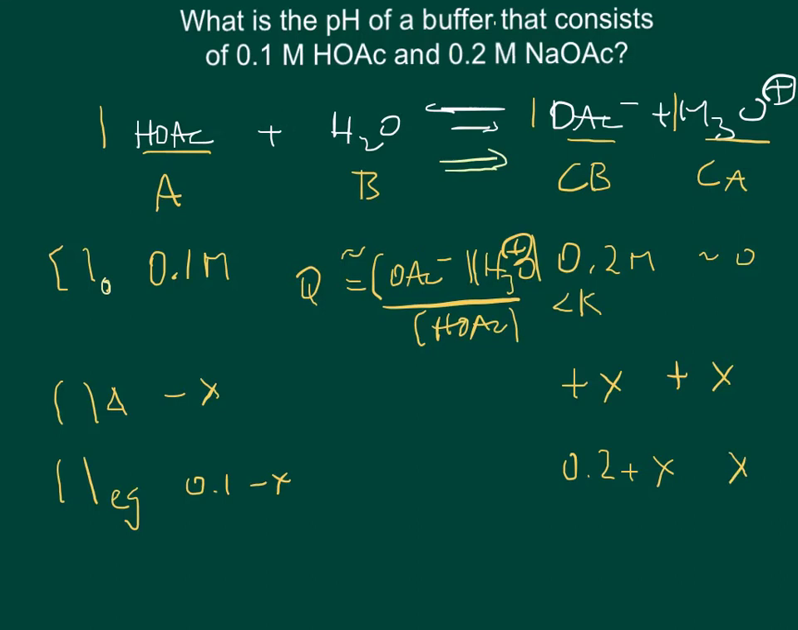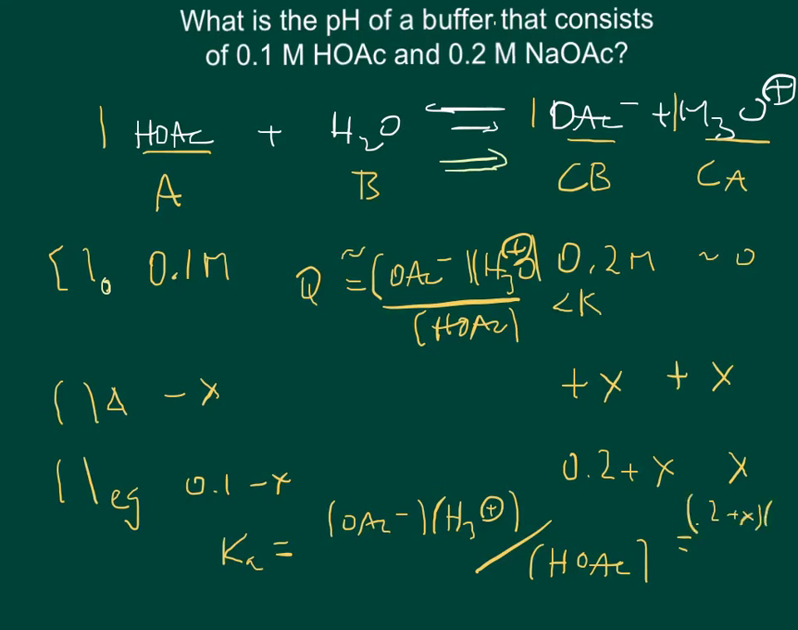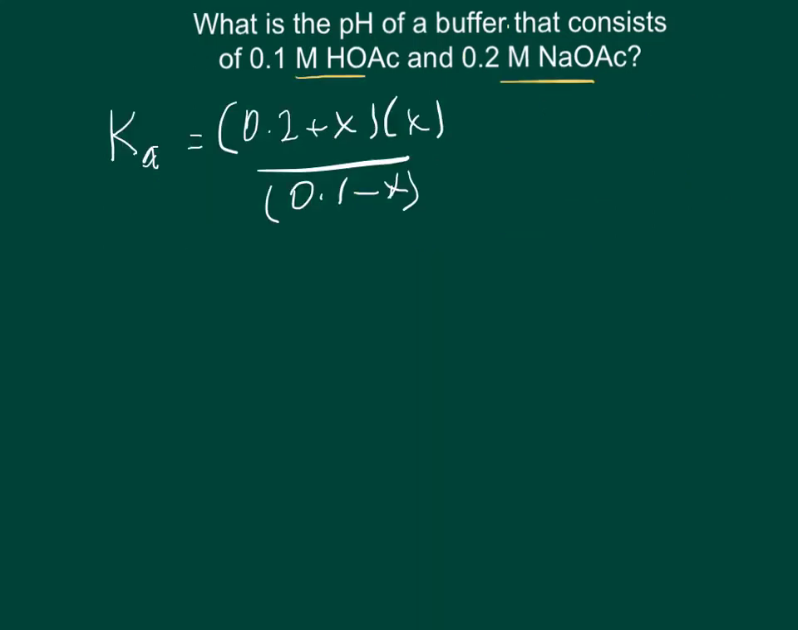And so for this reaction, we have Ka is acetate ion times the hydronium ion concentration divided by the acetic acid concentration, which in this example is 0.2 plus X times X divided by 0.1. And so Ka equals 0.2 plus X times X divided by 0.1 minus X.